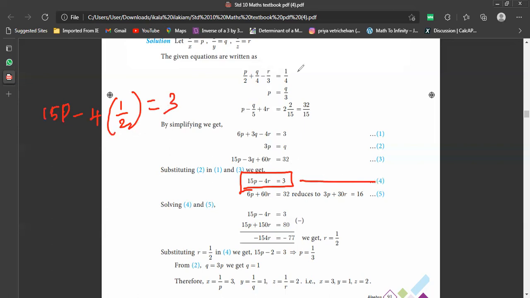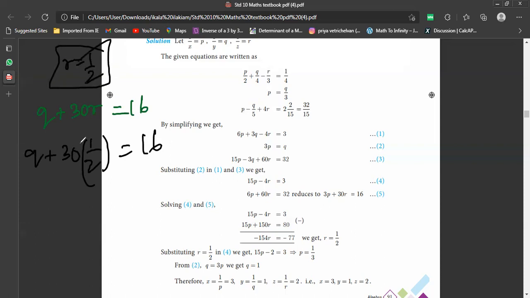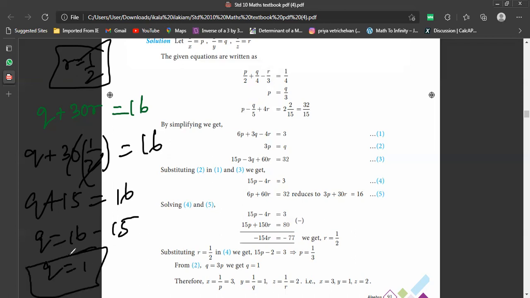You can take any equation. It's your convenience. Can you tell me the fifth equation? Q plus 30R is equal to 16. Yeah, that would be very convenient. So it's Q plus 30 times 1 by 2 equal to 16. The value of R is 1 by 2, isn't it? So it will become 15. So it's going to be Q plus 15 equal to 16. Q is equal to 16 minus 15. So the value of Q is 1.